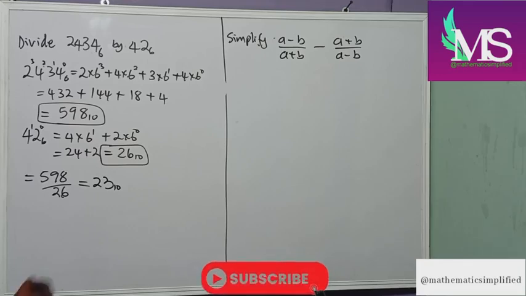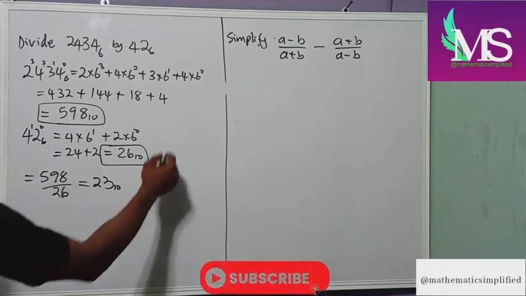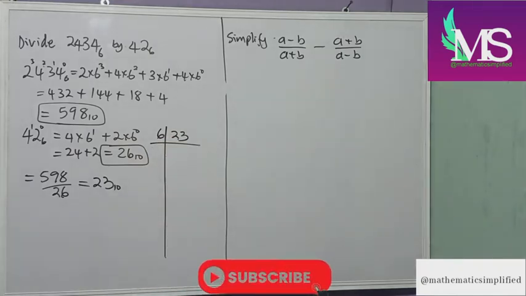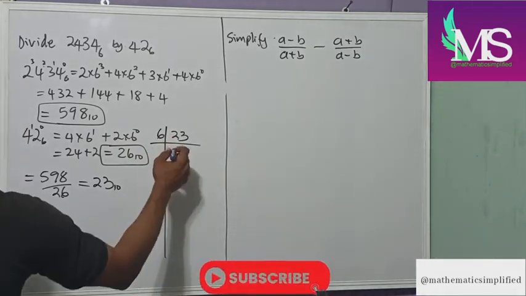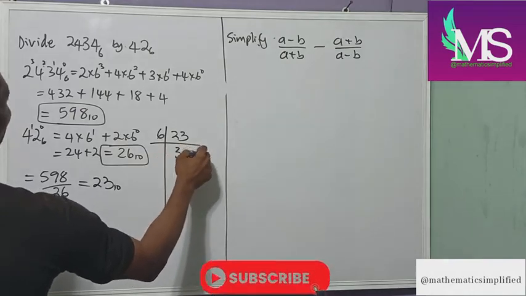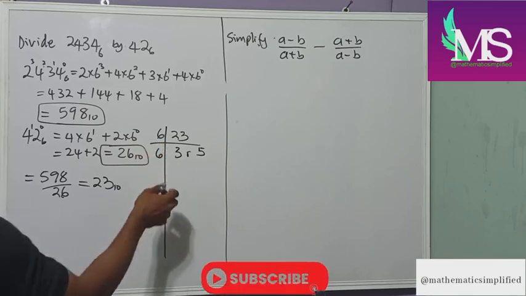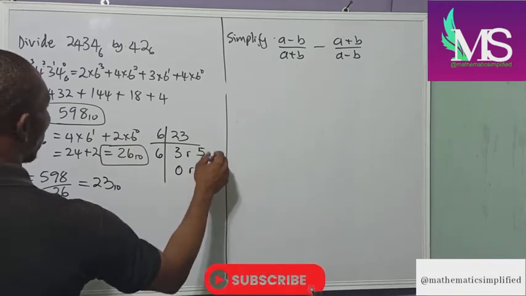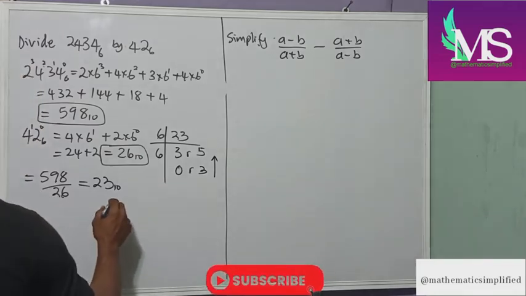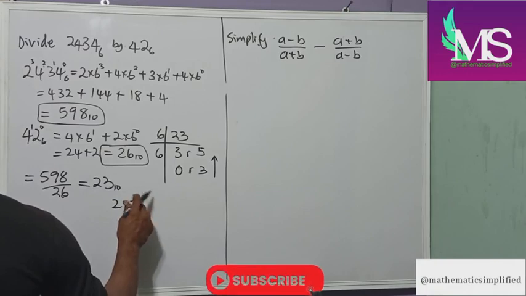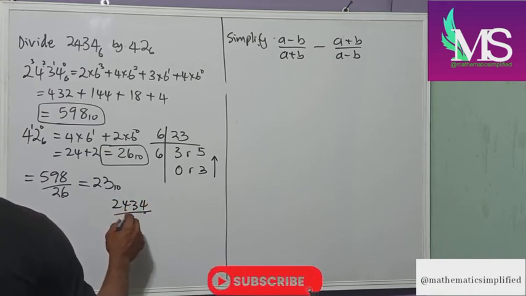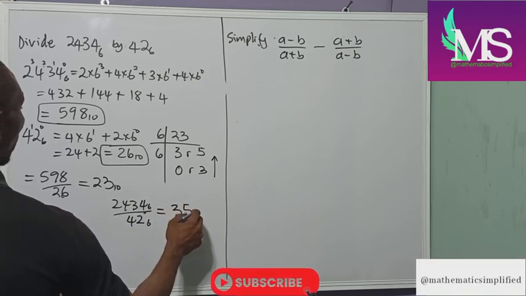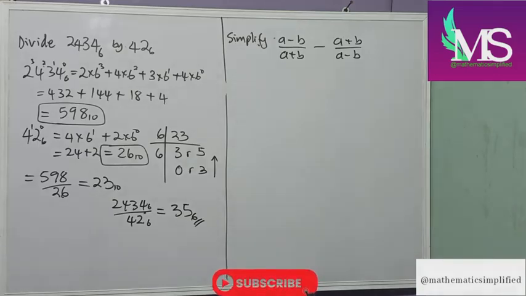So now, we'll convert 23 back to base 6. And then converting 23 back to base 6, alright, 6 into 23 would give us 3, 6 times 3 is 18, remainder 5. Now, 6 into 3 cannot, so 0, remainder 3. So this gives us, reading upwards, 35. So 2434 base 6 divided by 42 base 6 gives us 35 base 6 as our answer.